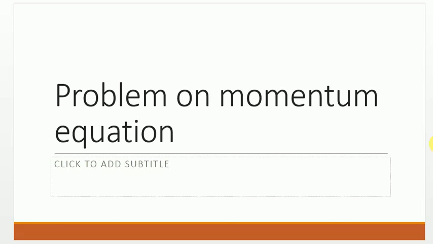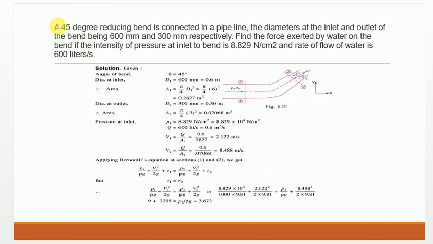So hi guys, in this lecture we'll be discussing a problem to find the forces in x and y, based upon the law of conservation of momentum, which we have already discussed in the previous chapter. The sample problem: here we have a 45-degree reducing bend. It is a bent pipe, and it is a reducer, which means that there is a difference in diameter between inlet and exit.